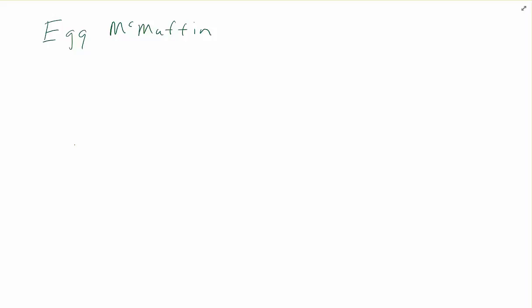Okay, our first example here is about Egg McMuffins. Assume that the calories in a McDonald's Egg McMuffin is a normally distributed variable with a mean of 200 calories and a standard deviation of 14 calories. A normally distributed random variable. We're given the mean and we're given the standard deviation.